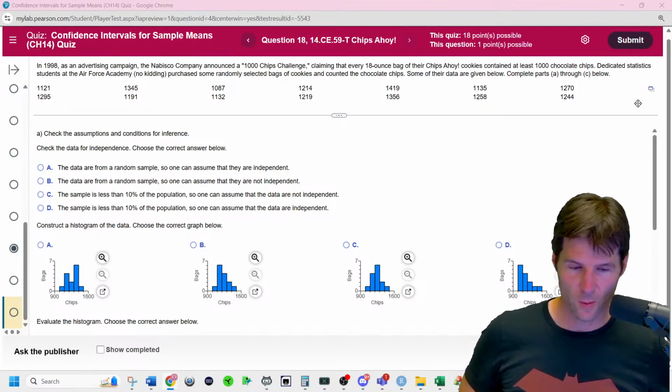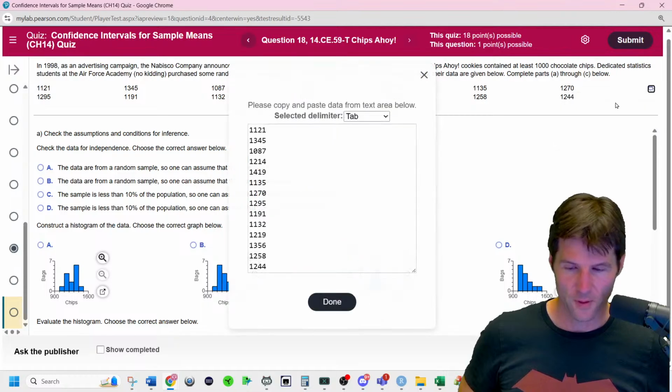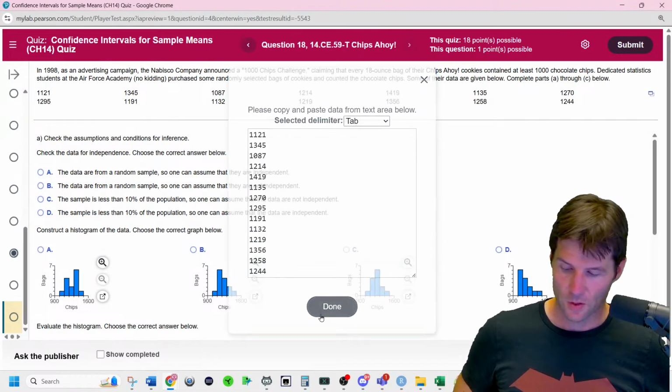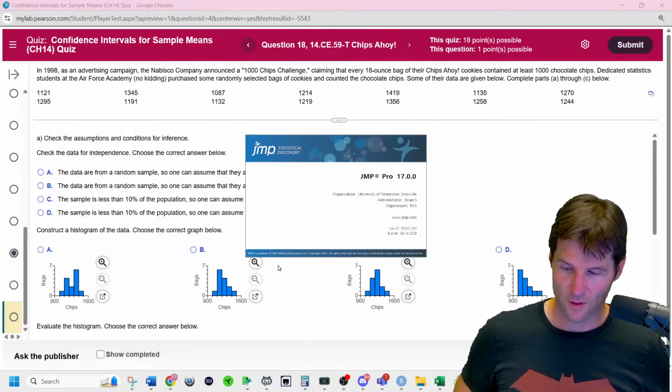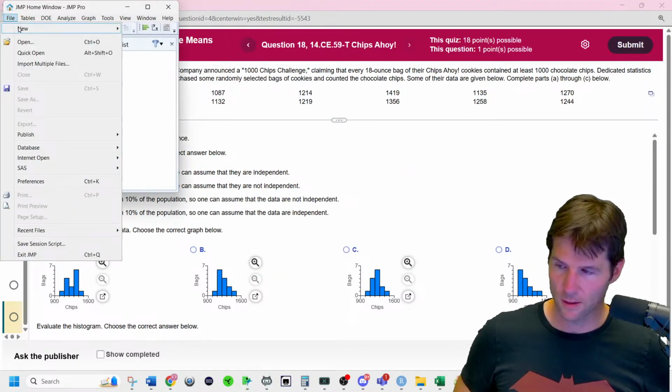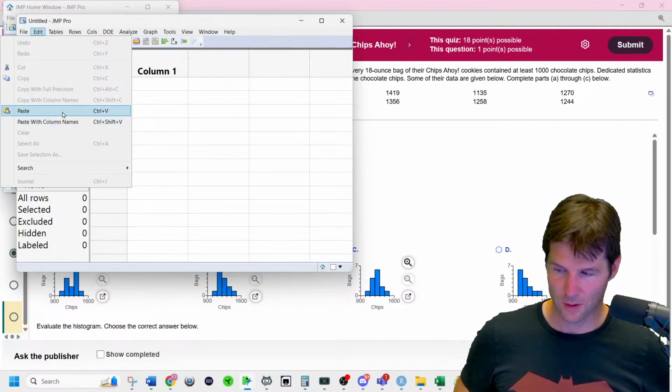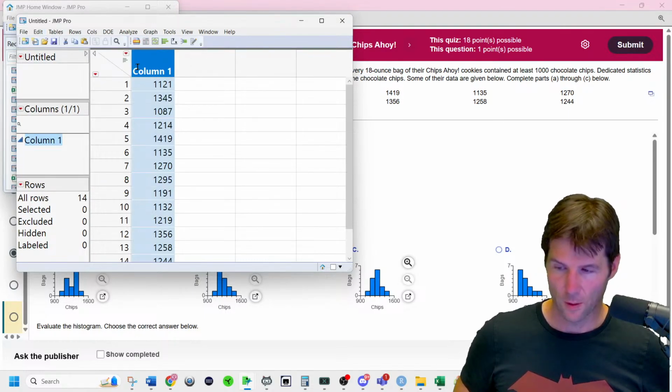So this one right here, we're going to copy the data to the clipboard and hit copy. Notice there's no column name at the top. So when we go over to JMP, we have to make sure when we go to File, New, Data Table, we just do Edit, Paste. Do not paste with column names. Notice there's no column name.